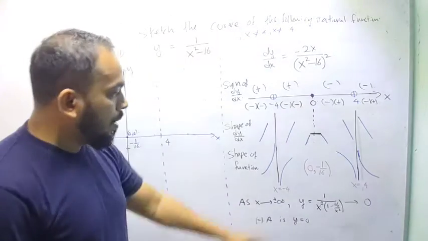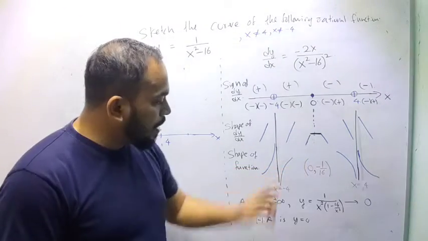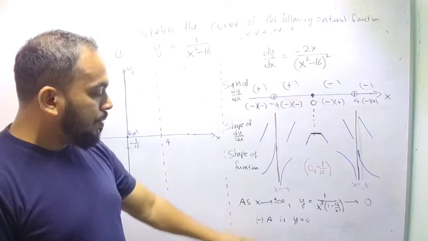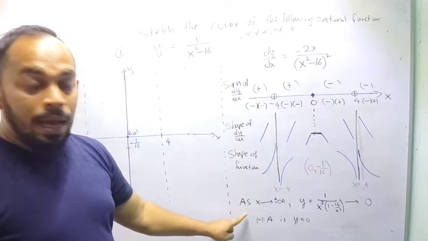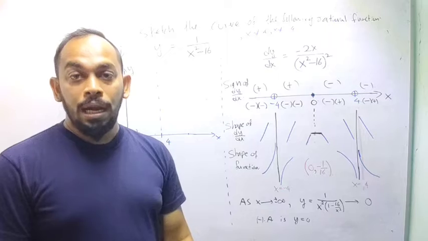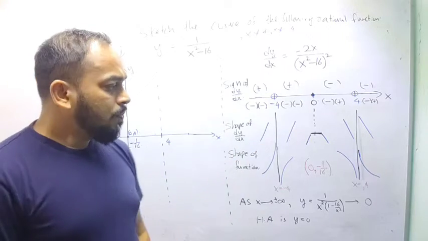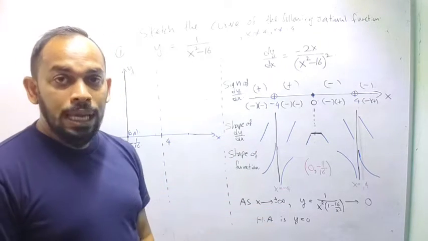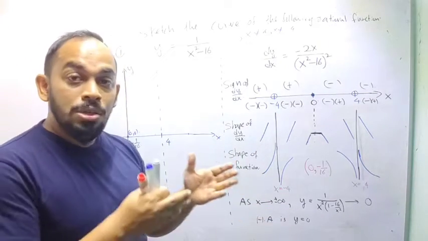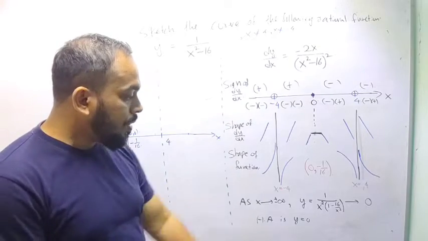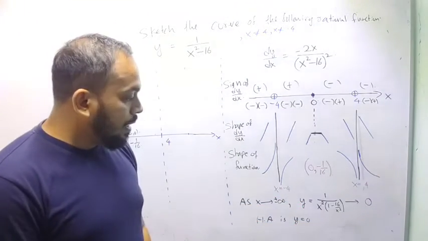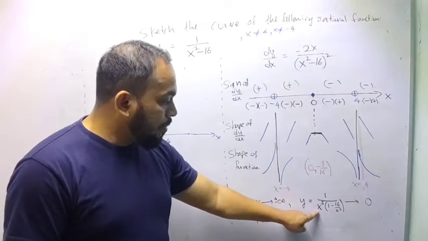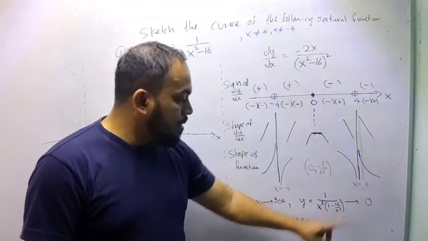Right, so I found the maximum point as well, and also I found the horizontal asymptotes. You know how to find them. As x tends to positive or negative infinity, we have to check what the value of the function is, right? So what the function is approaching. If I do this simple thing here, I take out x squared, then I get 1 minus 16 over x squared.